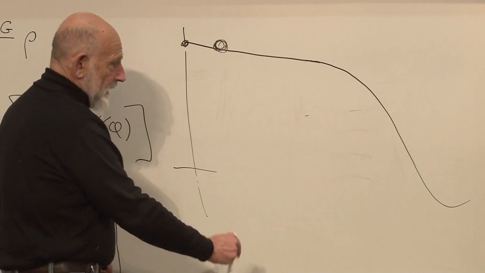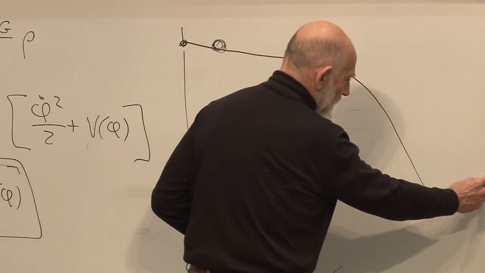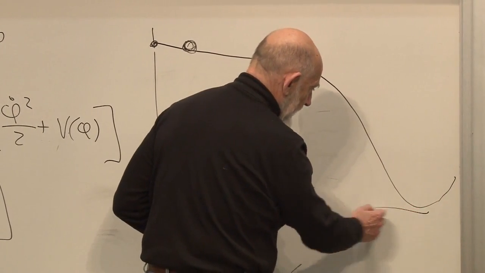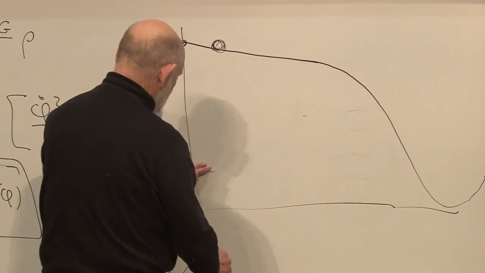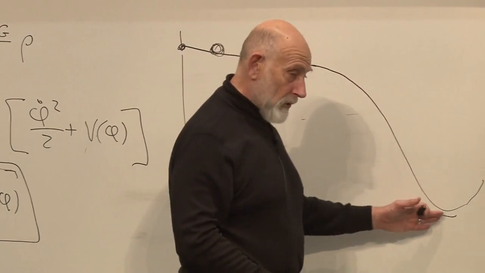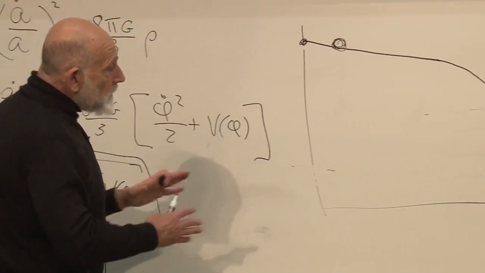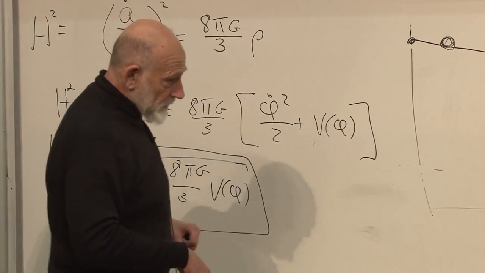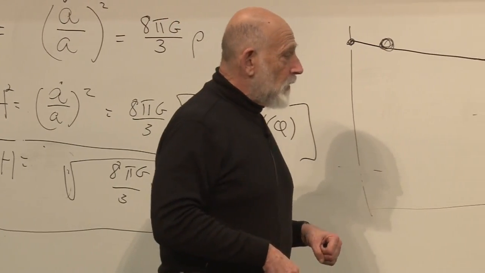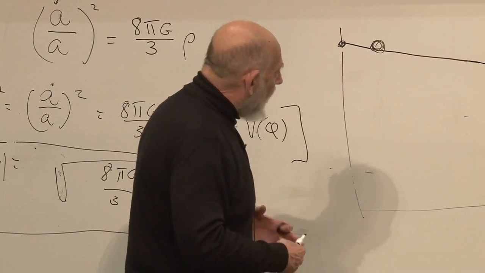And what about today? What about the bottom here? The bottom represents today. The potential energy of the field is very small. We'll come back to why in a little while. All right, so if this is your model, if this is the model that works, how does it work?